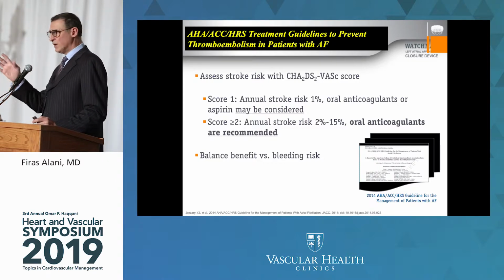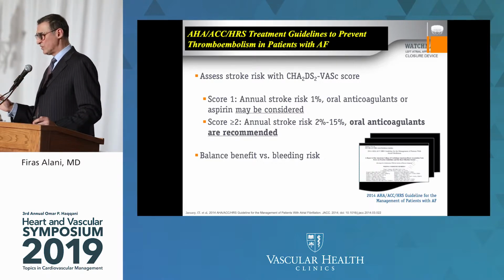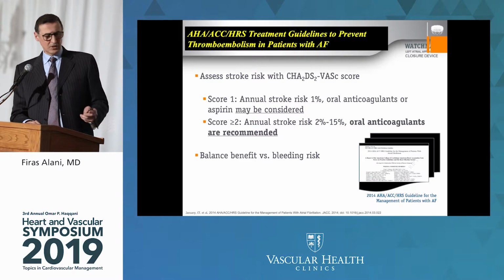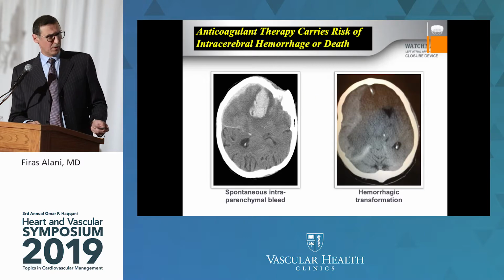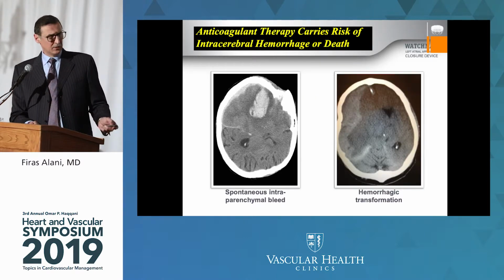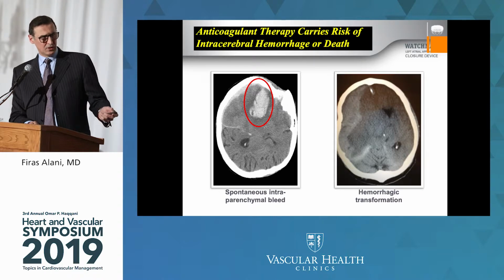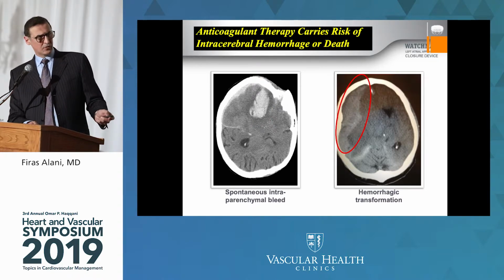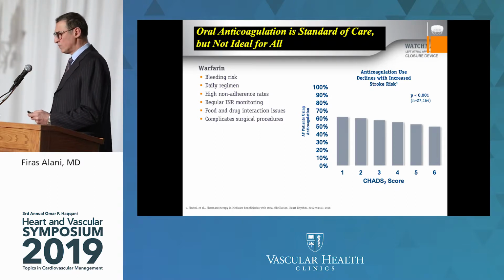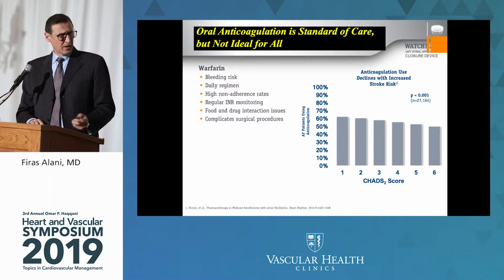With a score of 1, you can make a judgment, aspirin versus nothing. And if they're 0, you really don't need to anticoagulate them. But the majority of your patients are going to be 2 and up. Now, anticoagulation comes with a price, and this is the price, right? This is the intracranial hemorrhage. This is a hemorrhagic transformation of a prior ischemic stroke. So hemorrhage is a big price that some of our patients unfortunately pay.